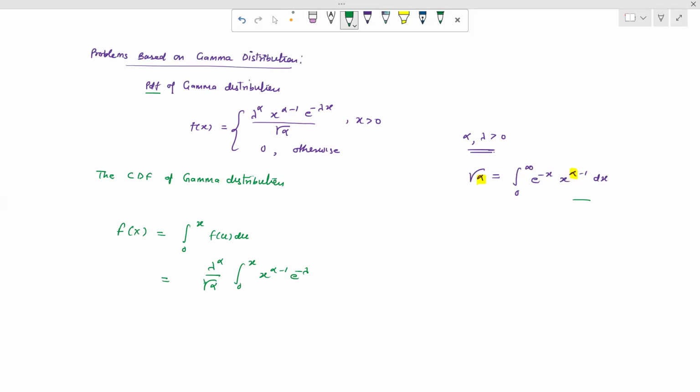So the variable x we denote generally as u, because we take the function as f(u). So we write down this as u raised to the power alpha minus 1 and e raised to the power minus lambda u, du. So we can integrate this.